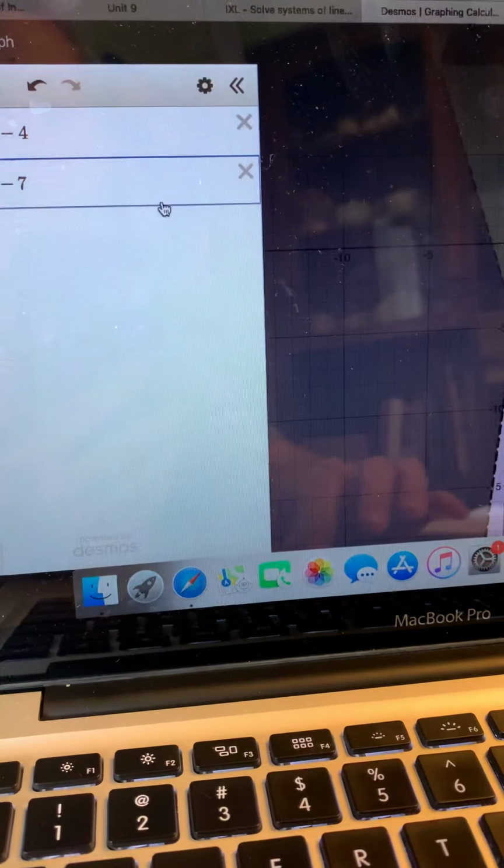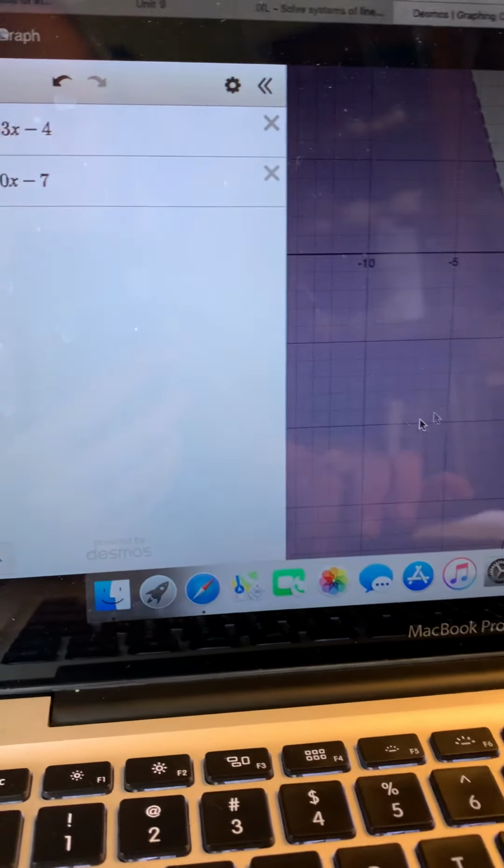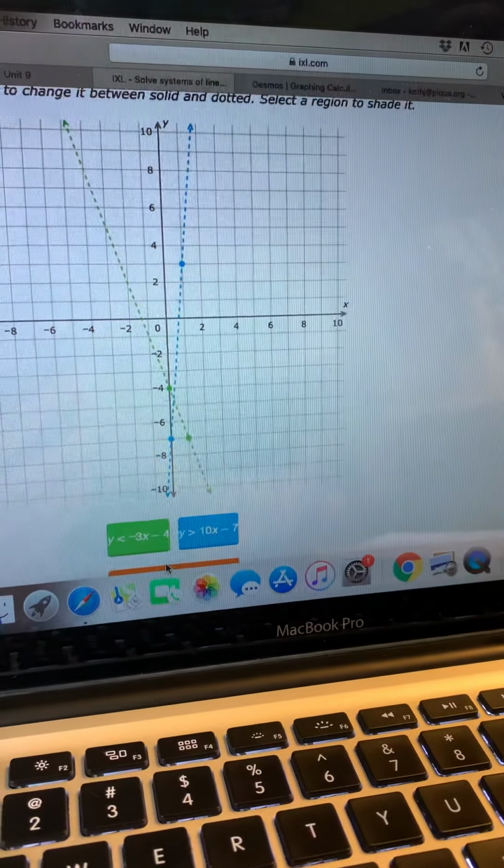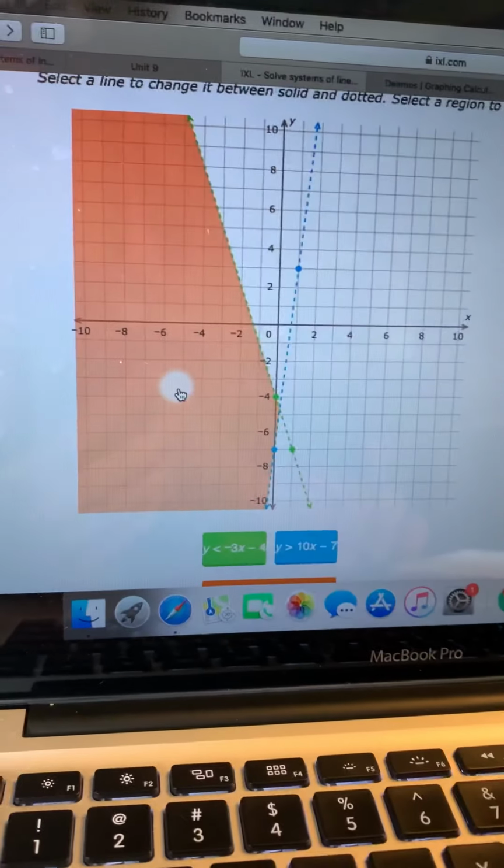Check Desmos for the shading. Desmos says to shade it over here in this ugly section because that's where there are two colors. So we pick the shading, and we do it over here.